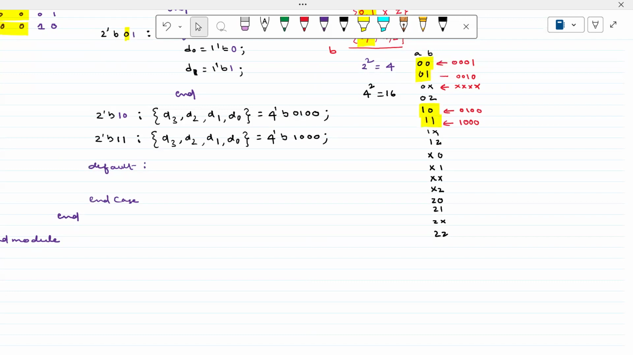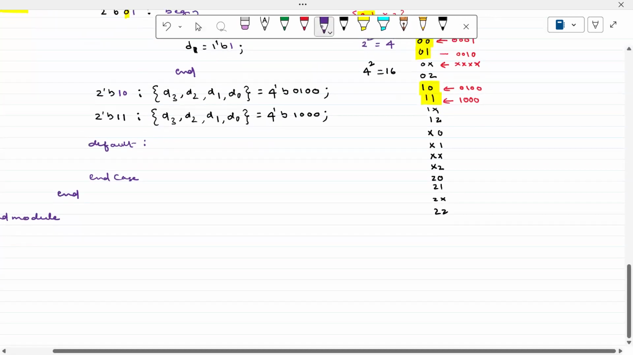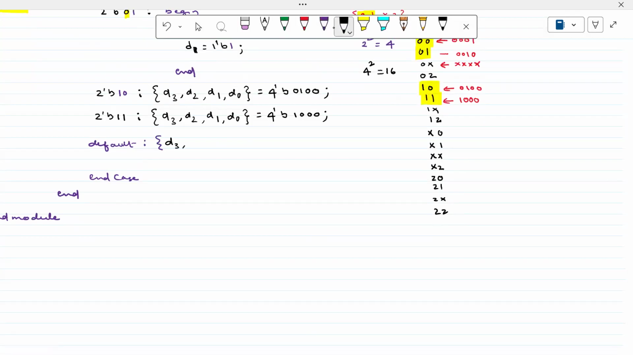For the default case, it is mandatory that you write it. D3, D2, D1, and D0 should be some unknowns. Some unknowns it will be showing, but you cannot see this kind of value. By default, if you enter into any combination other than these 4 defined values that we have seen in the truth table, for all other cases, it will be unknown.